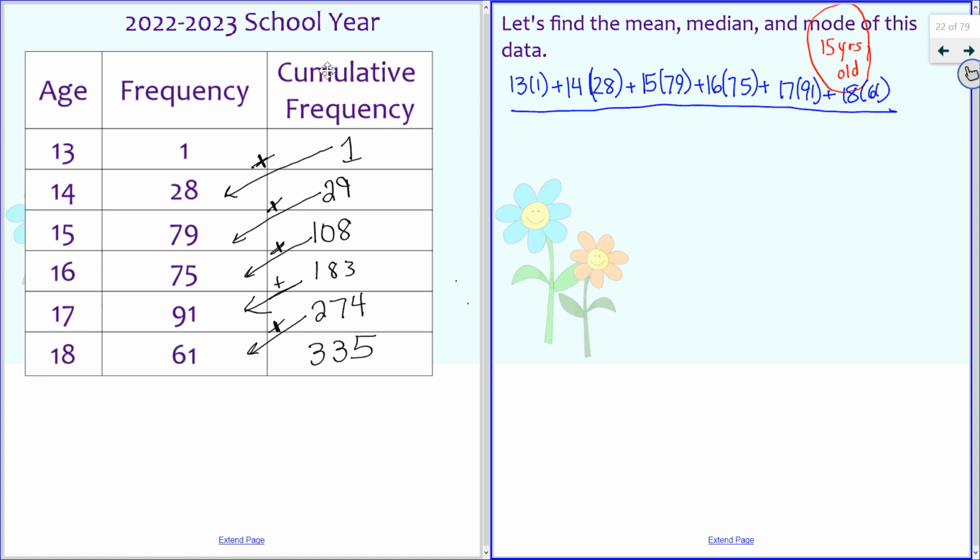So this is where our cumulative frequency comes in very handy, because we know there's 335. So I want you to take a moment, use your calculator, and do a calculation. So you'll do 13 plus, and you can do all this on one line, 14 times 28 plus, and please grab your calculators if you haven't done so already. If you want to grab one from the cabinet, you are free to. Just please be sure to return that.